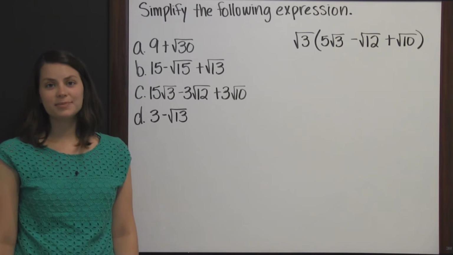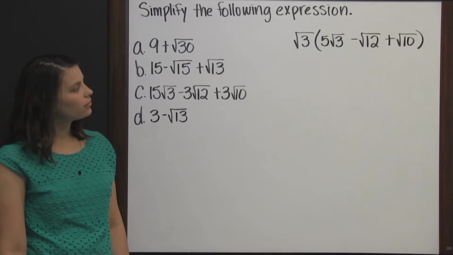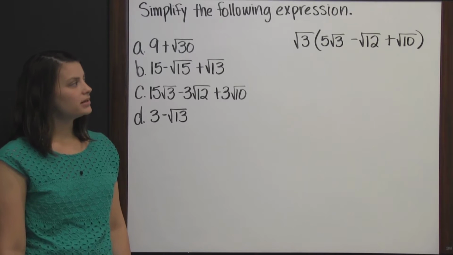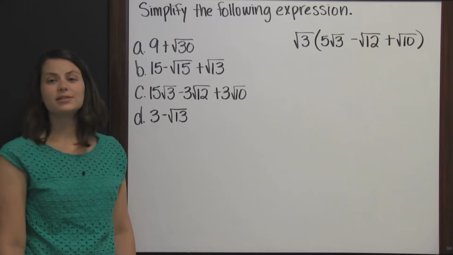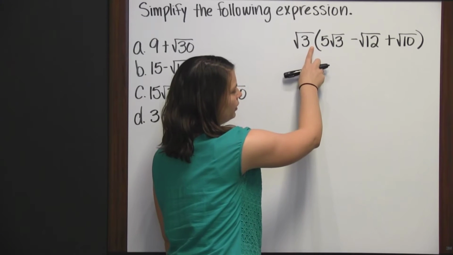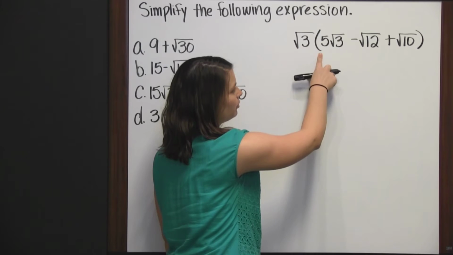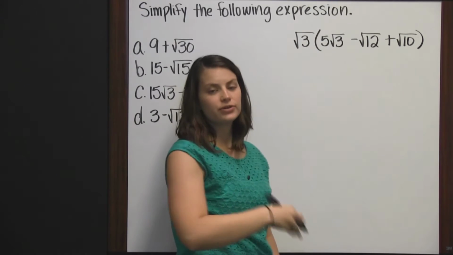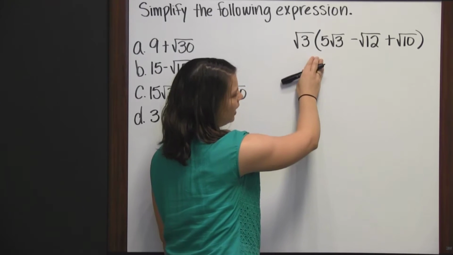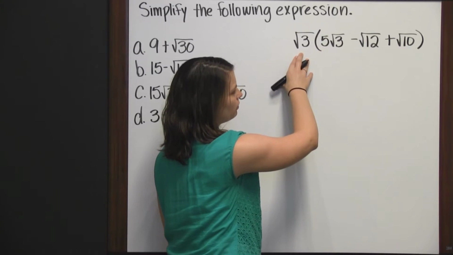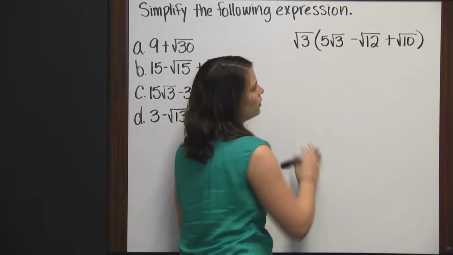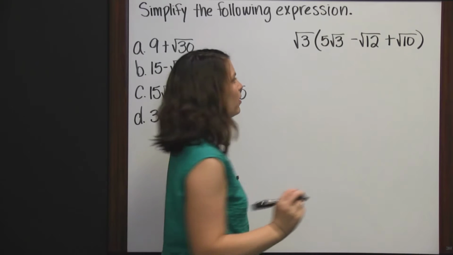Simplify the following expression. The square root of 3 times the quantity 5 square roots of 3 minus the square root of 12 plus the square root of 10. Since there is no operator between the square root of 3 and the parentheses, like there's no addition sign or subtraction sign or division sign, it's understood to be multiplication. So I'm multiplying the square root of 3 times all of these terms inside my parentheses, which means we're going to use the distributive property.